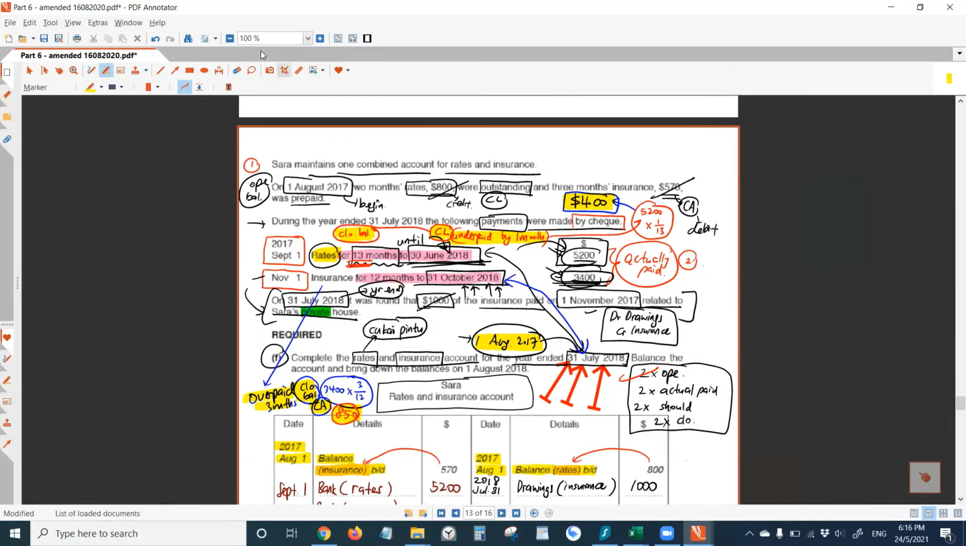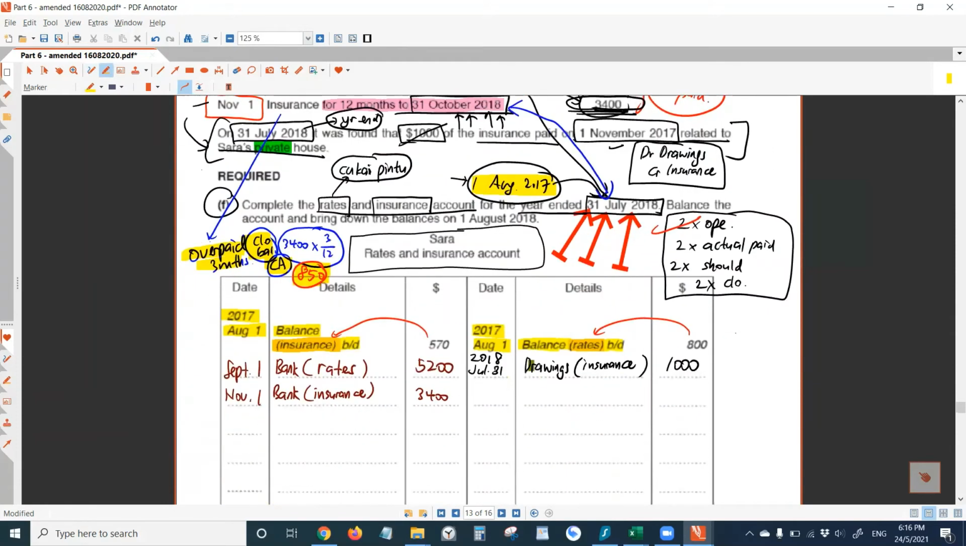It's been some time when we are doing this question. Just now, we have been given the opening balances, and then we did the amount actually paid, right? And then what is the missing figure? The should amount is the missing figure that we have to find afterwards.